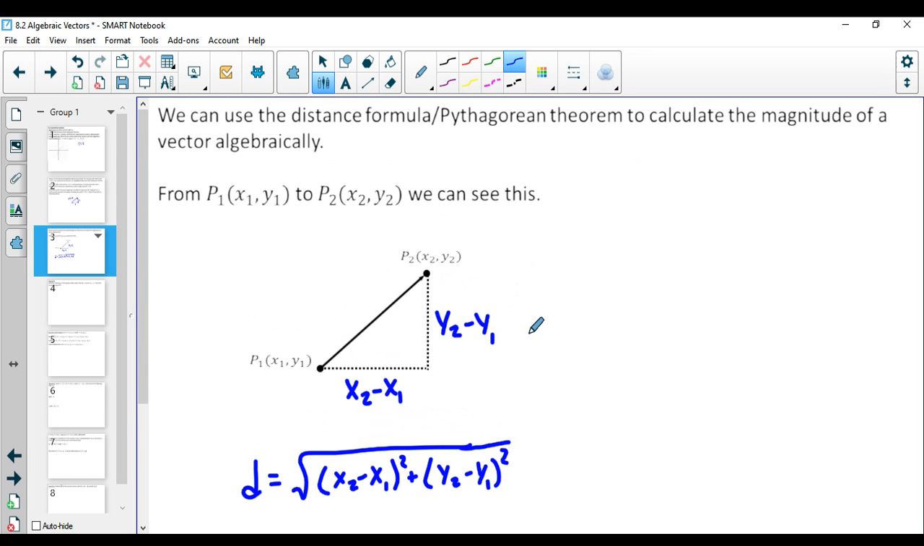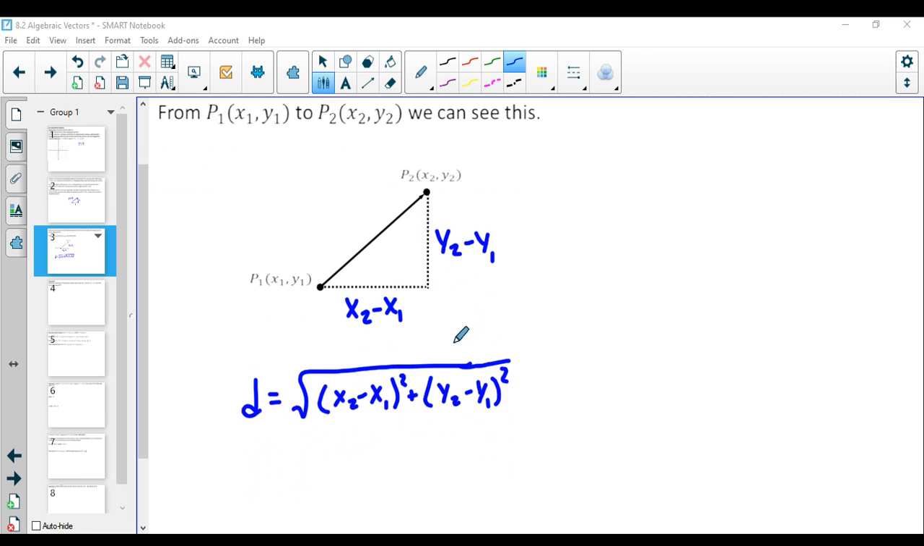So I don't really like memorizing the distance formula as much as just thinking about it as an x and a y. What's your distance this way? What's your distance this way? And then do the Pythagorean theorem because you have a right triangle.